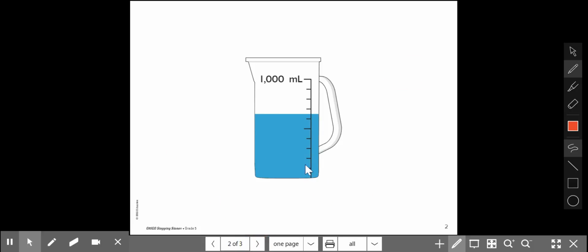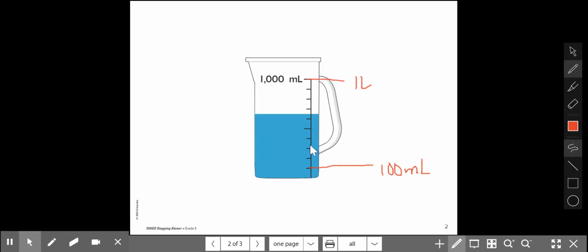Now let's take a look at how this one is divided and see if it's divided in the same way. This one at the very top is 1,000 milliliters, or we could say 1 liter. So there are 1, 2, 3, 4, 5, 6, 7, 8, 9, 10. This is divided up into 10 sections, so if we were to divide the number 10 into 1,000, we would end up with 100 milliliters for each and every one of these lines.